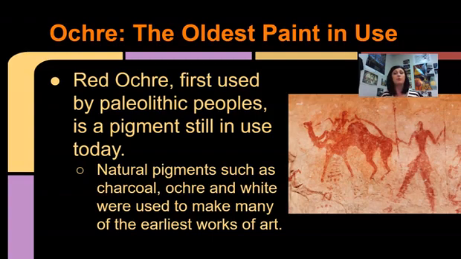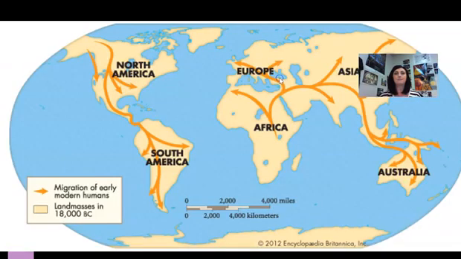And as people move, that's going to change what they use, because not everybody is going to have ochre available. Some places are going to use animal bone as a way to create art because that is what's more available. But the big important thing is very natural materials to create art very, very early on.